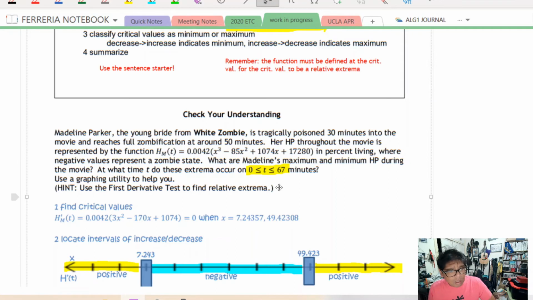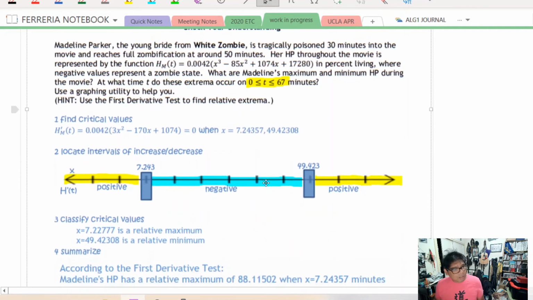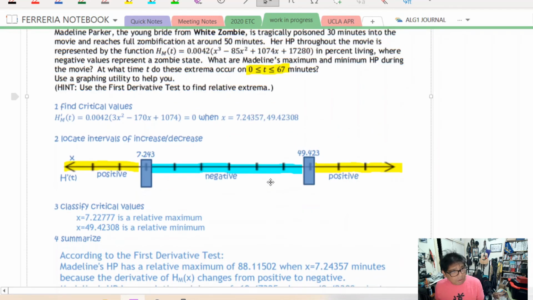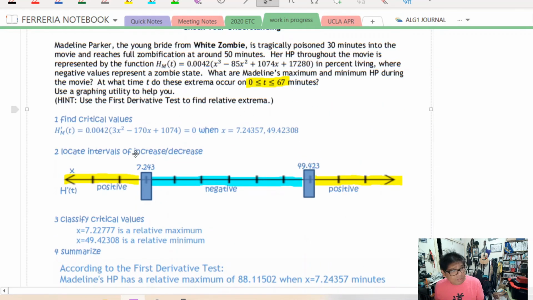So what are Madeline's maximum and minimum hit points during the movie? At what time do these extrema occur on t between 0 and 67 minutes? White Zombie is about a 67-minute movie. You can use your graphing utility to help you. I already have the answer key up here, and we'll talk about how to get all of these answers.